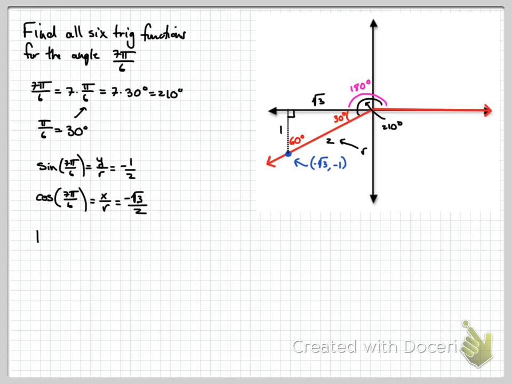And the tangent of this angle, 7 pi over 6, is equal to the y-coordinate over the x-coordinate. So negative 1 over negative root 3, or we can simplify that fraction as just positive 1 over root 3. And so we have found the sine, cosine, and tangent of this angle whose measure we were given.